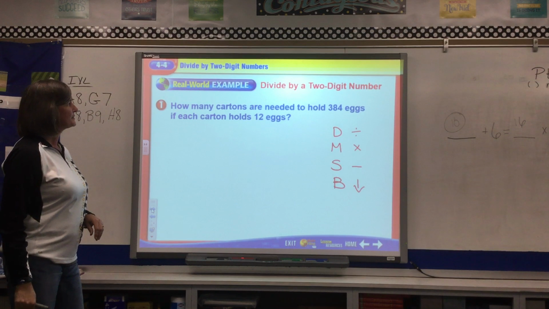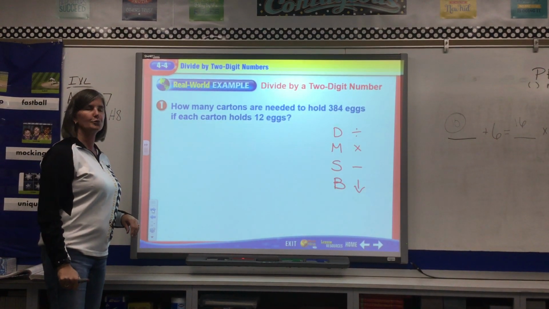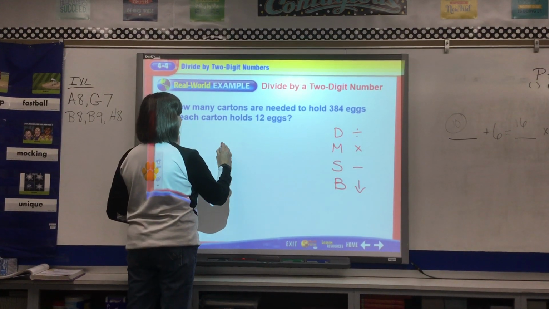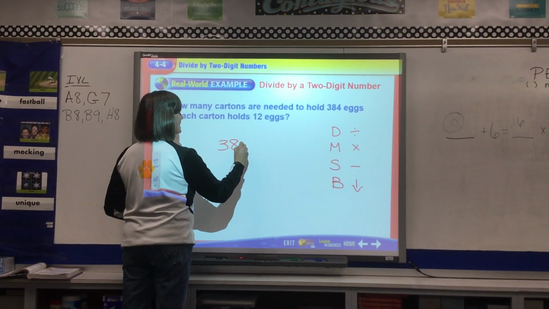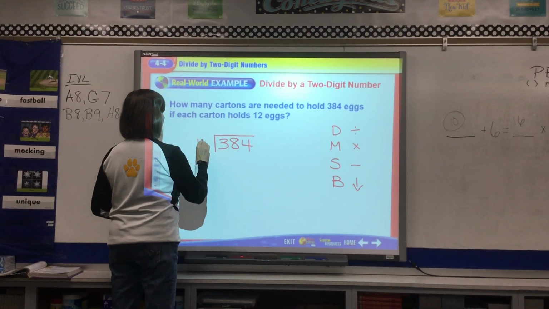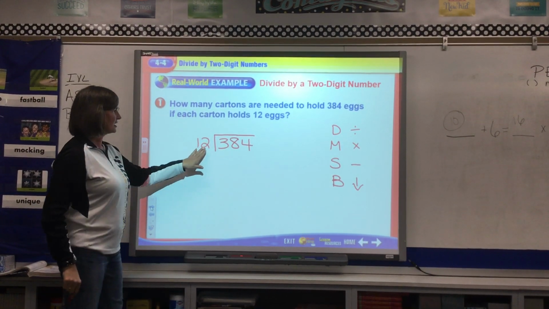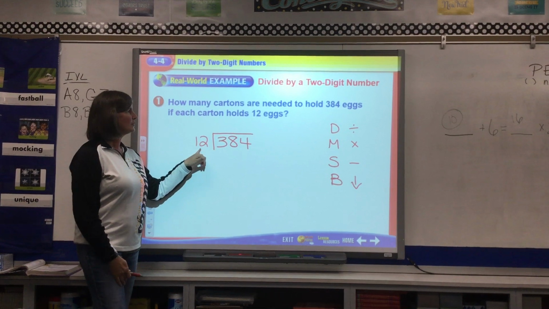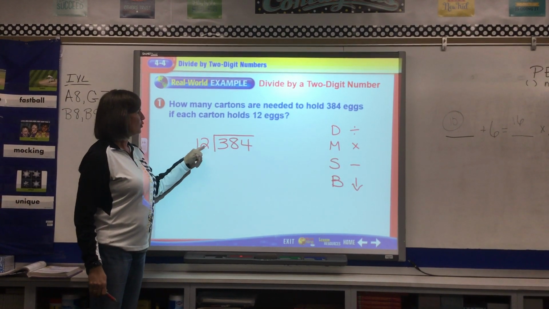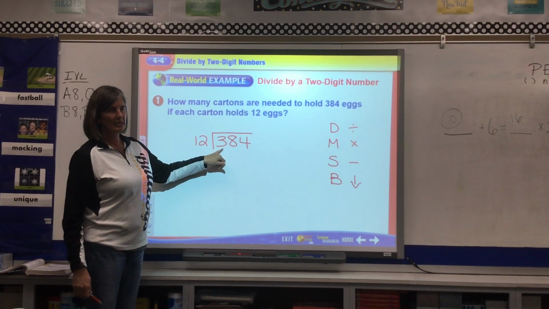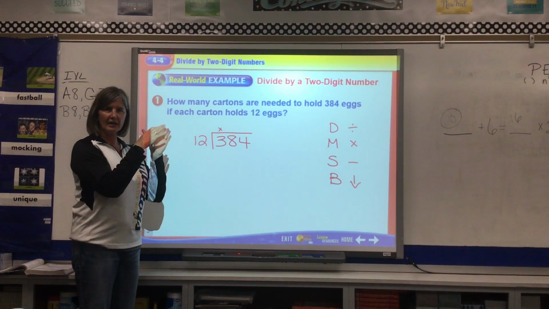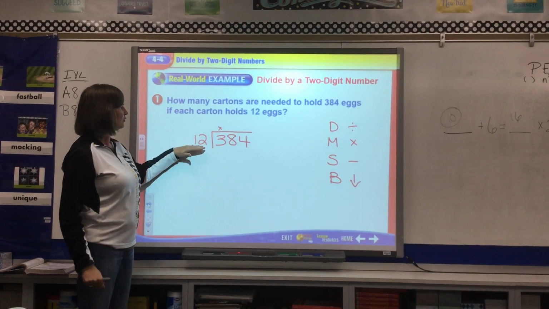So our first example says, how many cartons are needed to hold 384 eggs if each carton holds 12 eggs? So the problem is 384 divided by 12, our double-digit number. The first thing we're going to do is divide, and we say to ourselves, does 12 go into 3? It does not. Some people like to put a little X or a 0 up there to hold the spot so you know you need to move over.